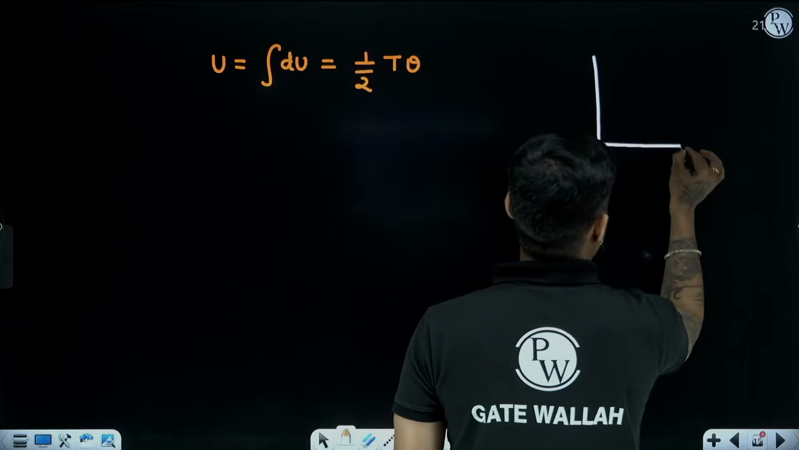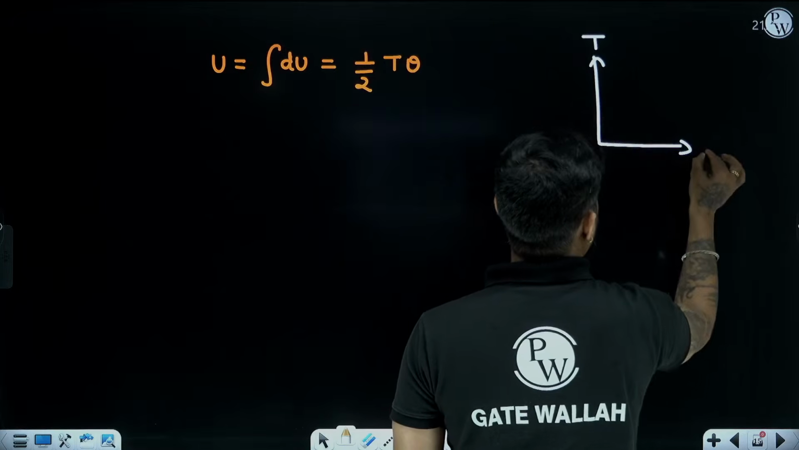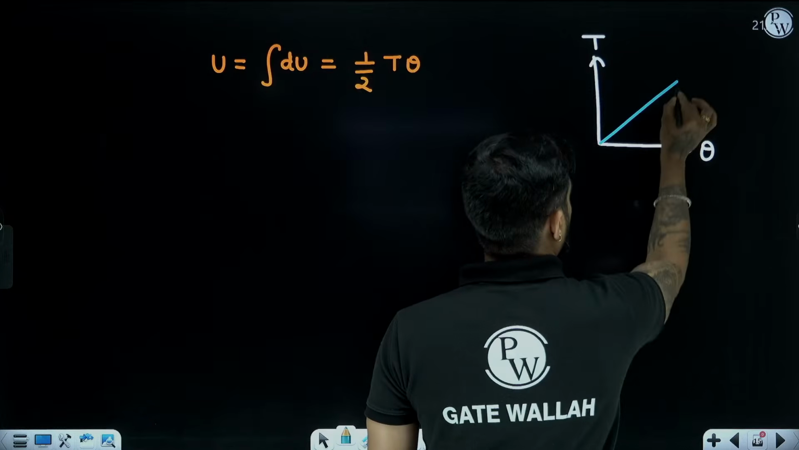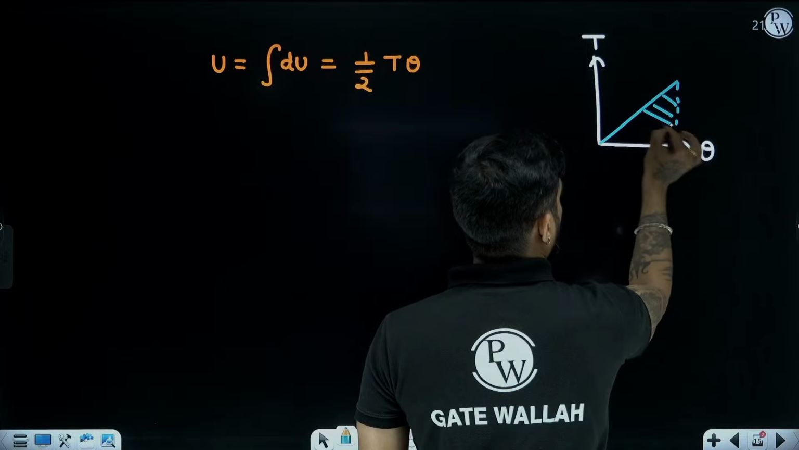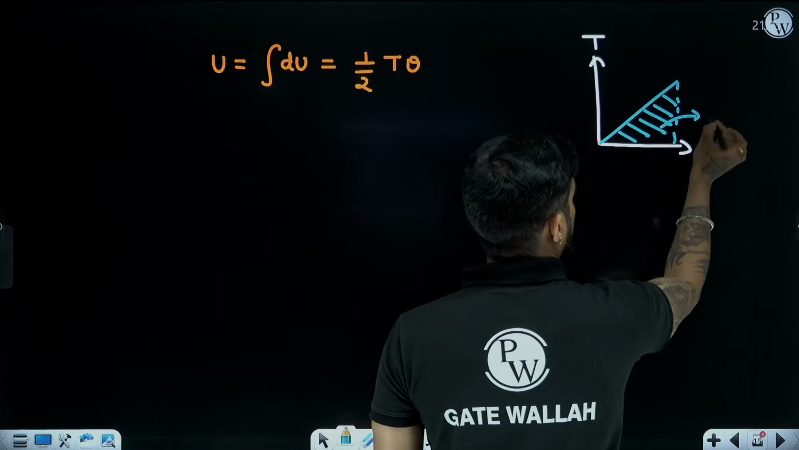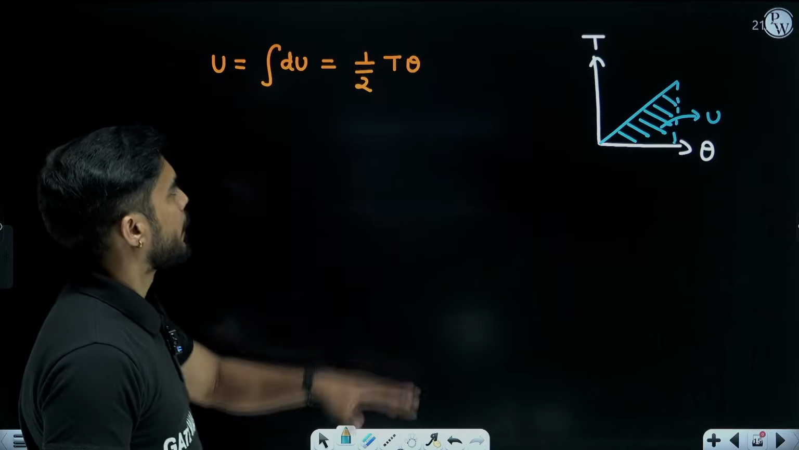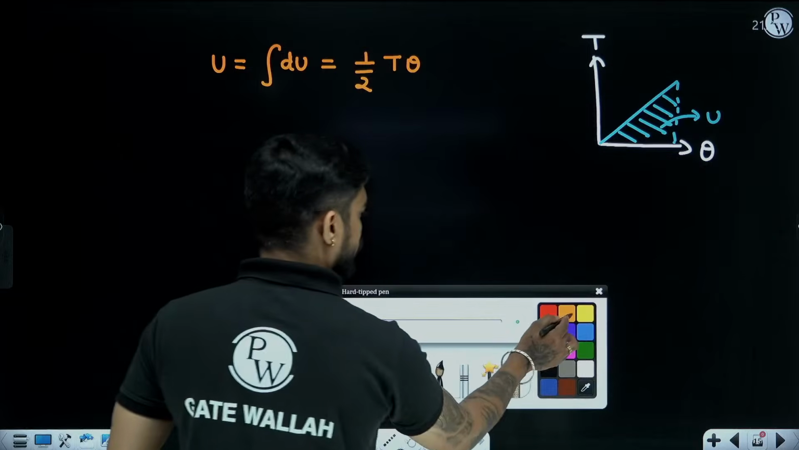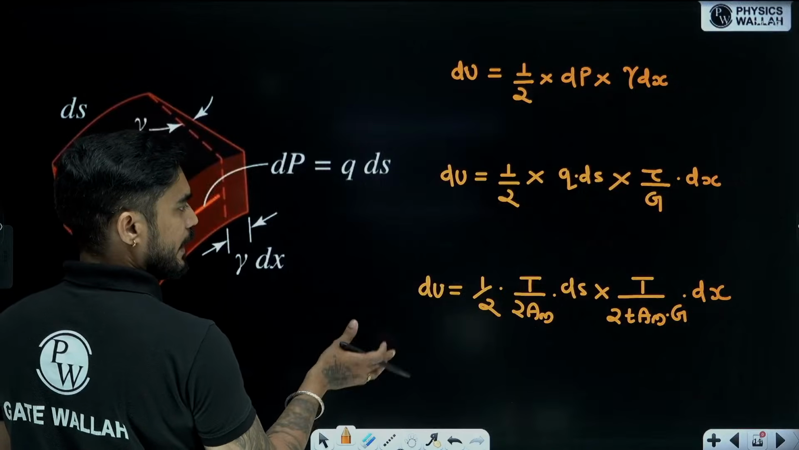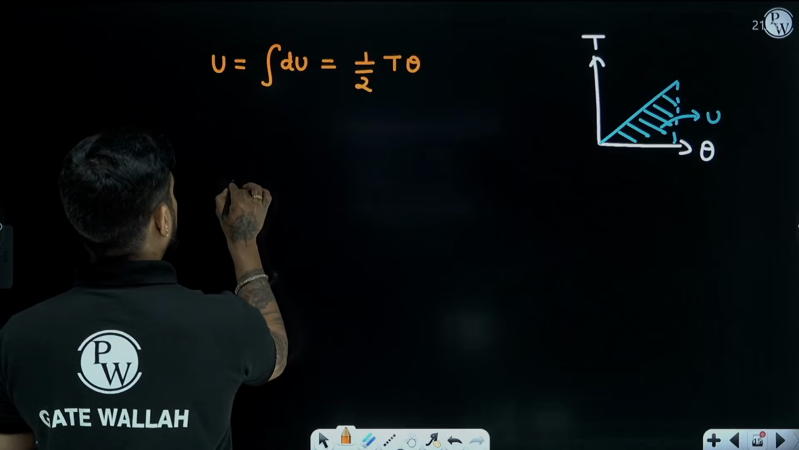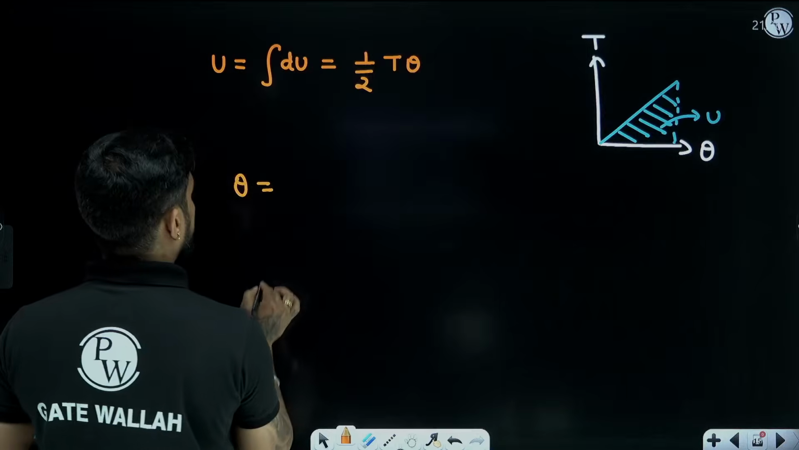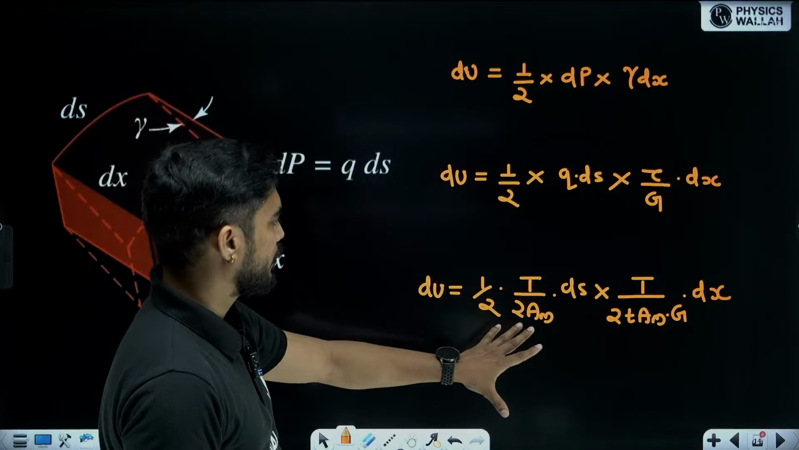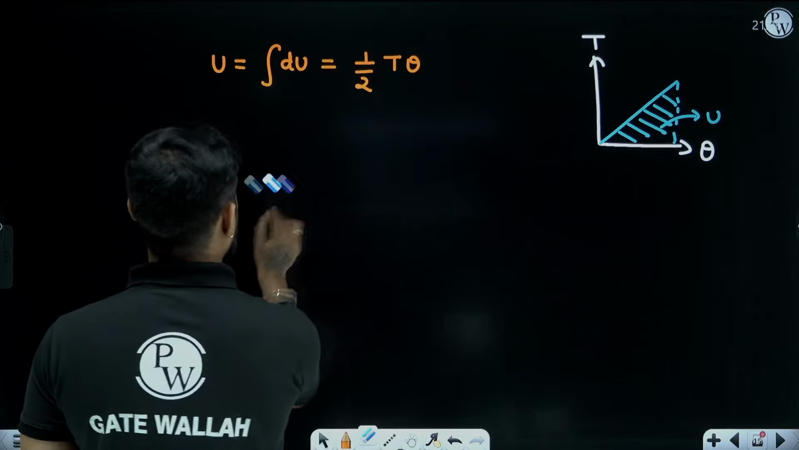See, there is a linear relation between torque and theta, and the graph is something like this. The area under this is strain energy U. So this U is equal to half into T into theta. So if you put it and integrate it for the entire length, then you will get theta. I am directly writing the equation. Otherwise, if you want, we can just put this value here.